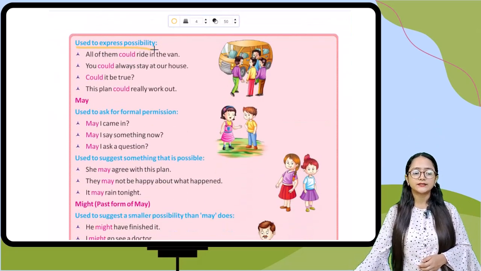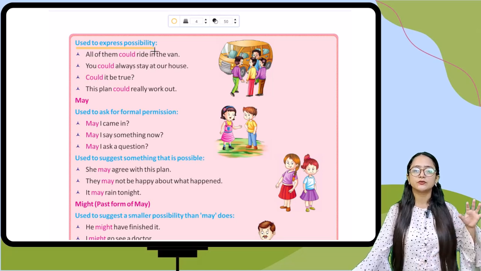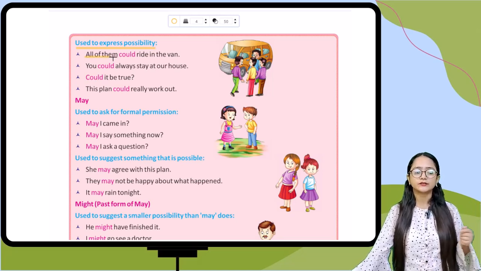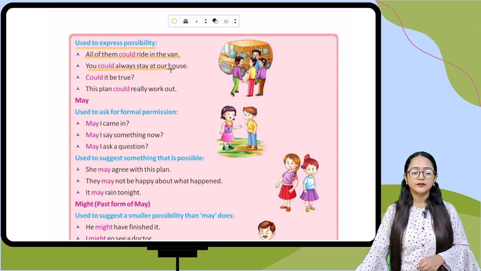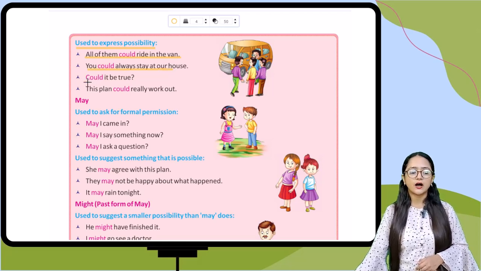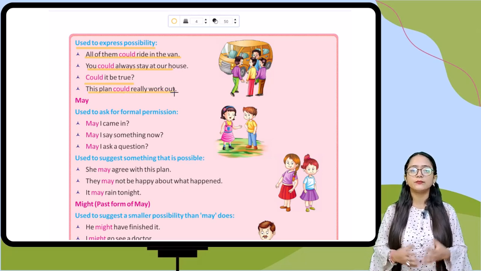Now the next thing is used to express possibility. So could is used to express possibility. For example, all of them could ride in the van. It is talking about the possibility. Next one, you could always stay at our house. Next one, could it be true? Next, this plan could really work out. So it is talking about the possibility.